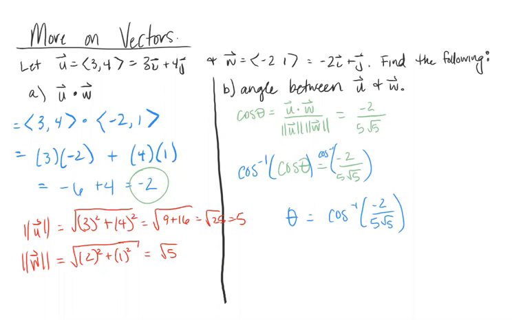Put yourself in degree mode in your calculator. And then we're going to do cosine inverse of negative 2 divided by, and be careful here, put that bottom in parentheses. So open parenthesis 5 square root of 5, and then close, and we get 100.3 degrees between those two vectors.